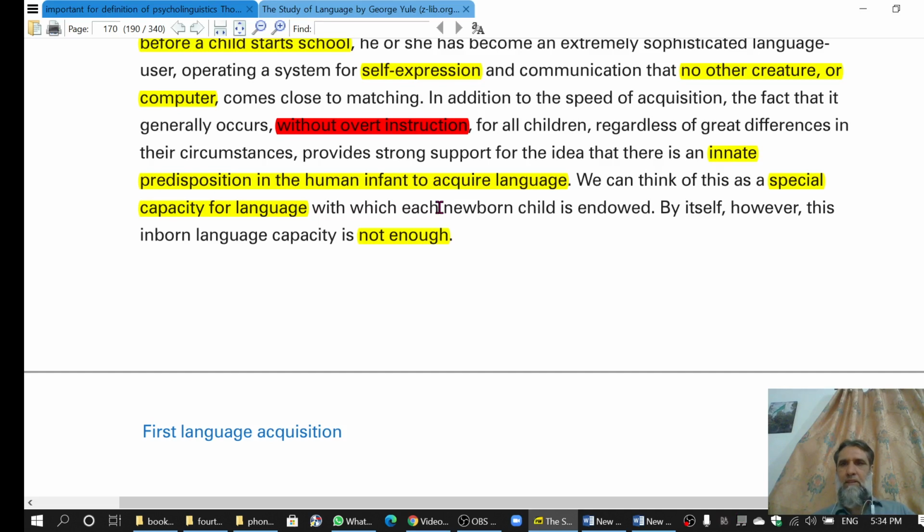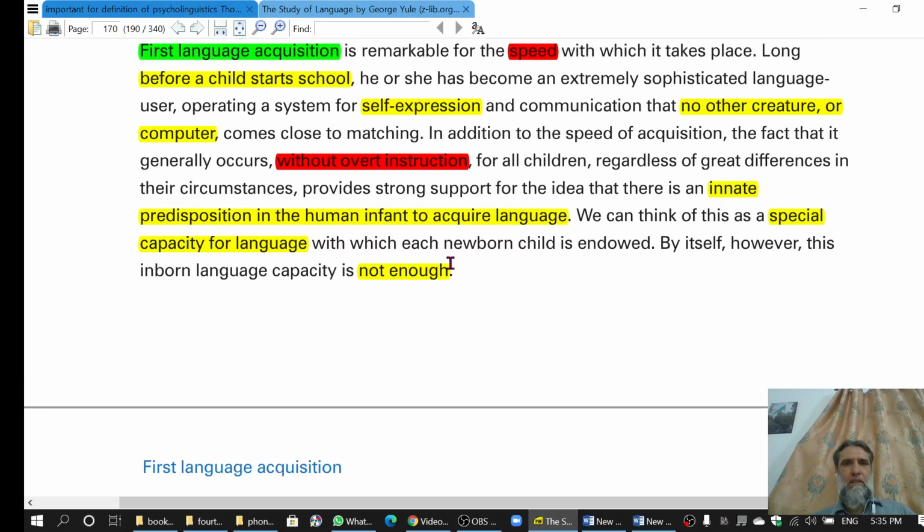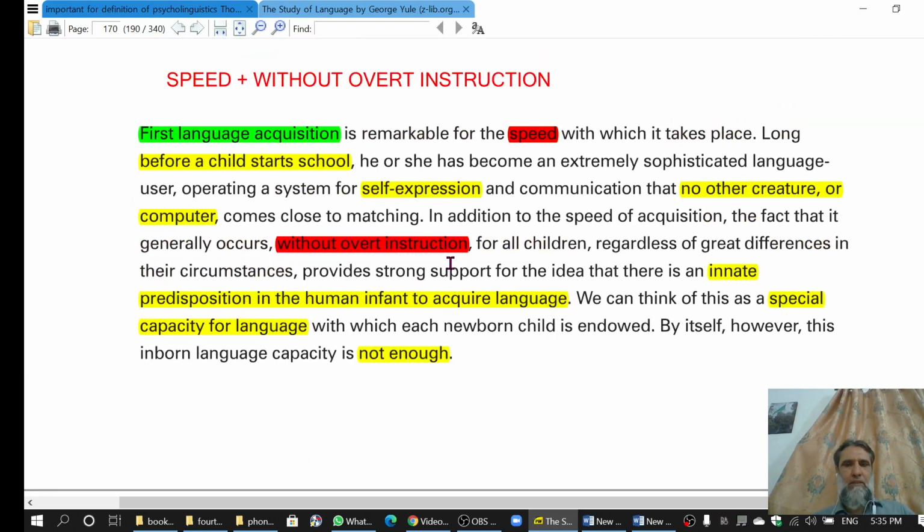This is one of the ideas. They have, it is said, a special capacity for language learning. However, this special capacity for language learning is not enough. There are other things which are also important for learning a language, for acquisition of language. One other thing which you should remember here is the difference between acquisition and learning.